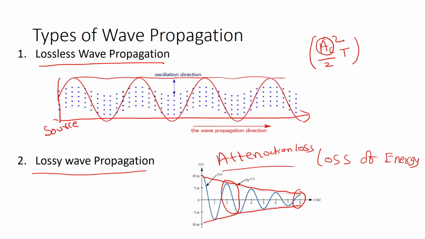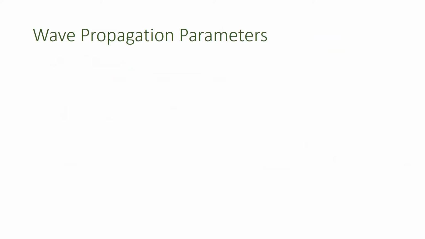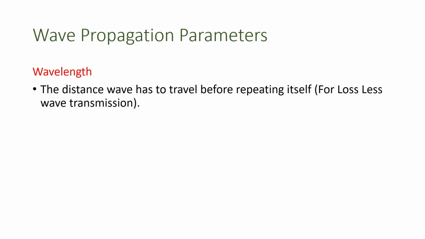So let us discuss various wave propagation parameters. The first wave propagation parameter we will be discussing is wavelength. Wavelength is defined as the distance the wave has to travel before repeating itself. And this is for a lossless wave transmission.